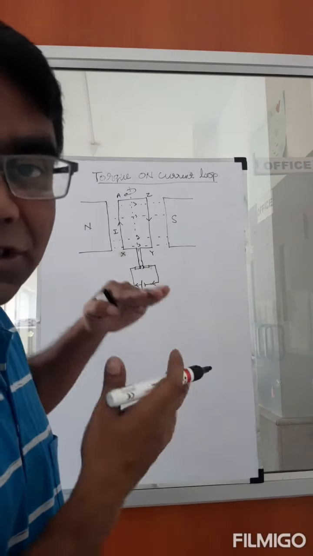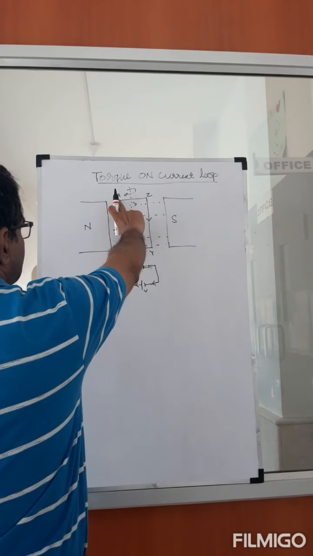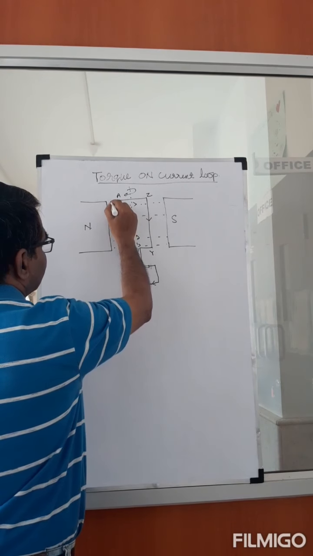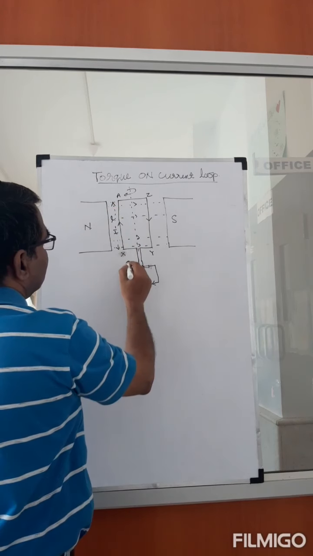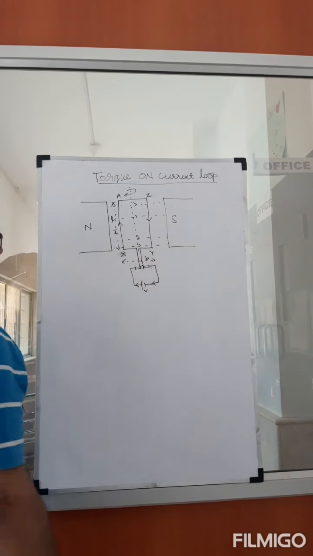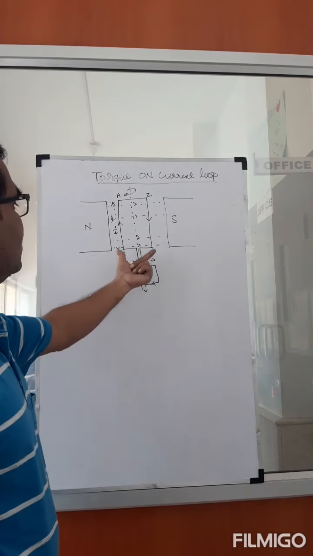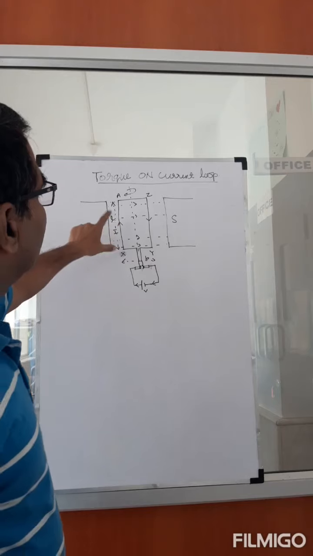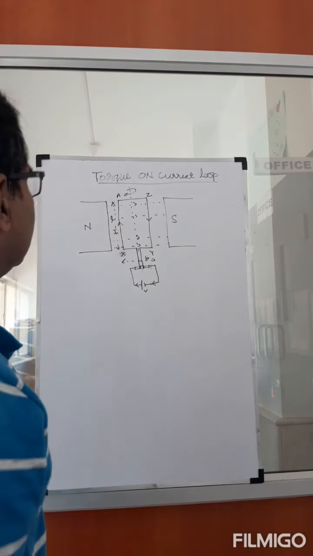We are going to do the calculation now. Let us talk about this. What is the force experienced by this? Let's suppose this conductor has length L, and let's say this is B. So this is the width of the loop, the rectangular loop, and this is the length of the rectangular loop.